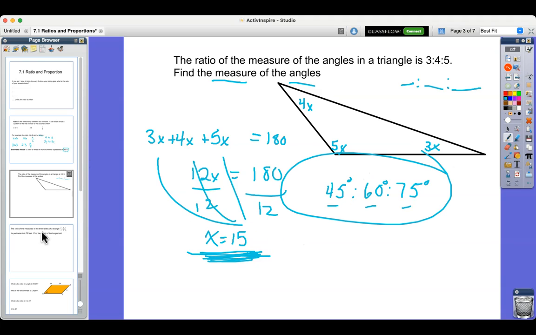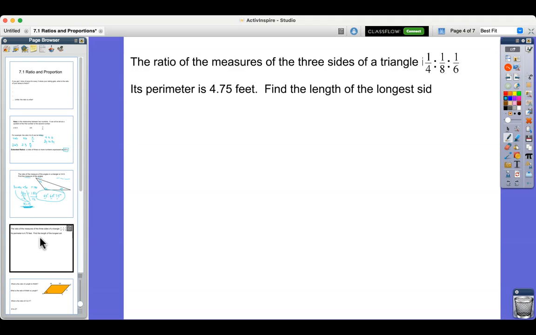Okay, so let's do the same thing, but this time we're going to deal with the fraction. There are two ways to do this. We're going to do it one way, and then I'm going to go back and do it the other way to see which one you prefer the most.